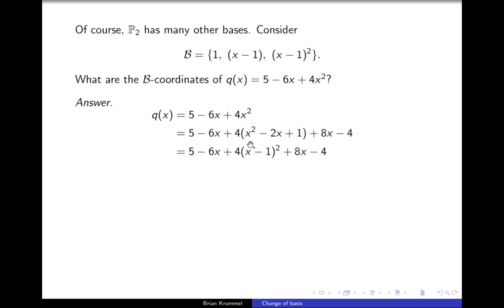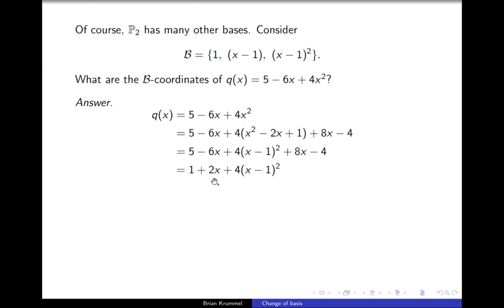But when we do that, x minus 1 squared is x squared minus 2x plus 1. So we need to offset that. We subtracted 4 times 2x, so we have to add 8x. We added 4 times 1, which is 4, so we have to subtract 4. So then we have the 8x minus 4 as offsets at the end. So then we simplify to get 1 plus 2x plus 4 times x minus 1 squared.